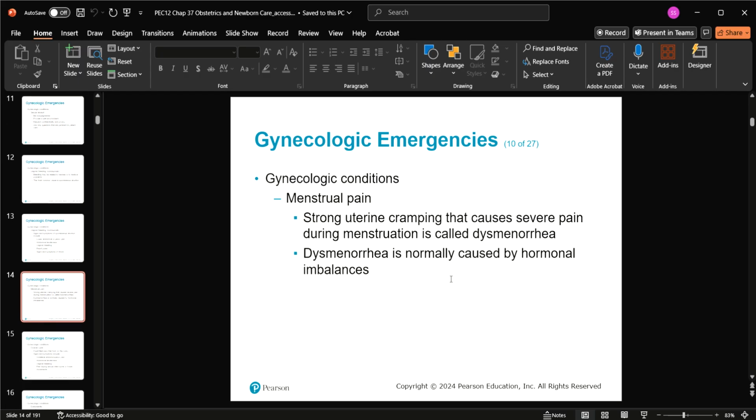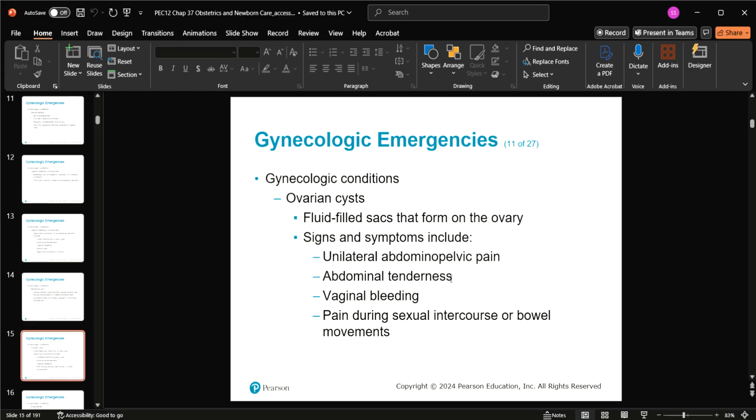That menstrual pain, we talked about dysmenorrhea. This is that strong uterine cramping that causes pain during menstruation, during the menstrual cycle, during their menses. All right, so ovarian cysts, we talked about this briefly, PCOS. These are sacs that will surround the ovary, and they can bleed, causing vaginal bleeding, and they can flare up. They can be painful during intercourse or bowel movements where there's a lot of stress or straining on that part of the body.